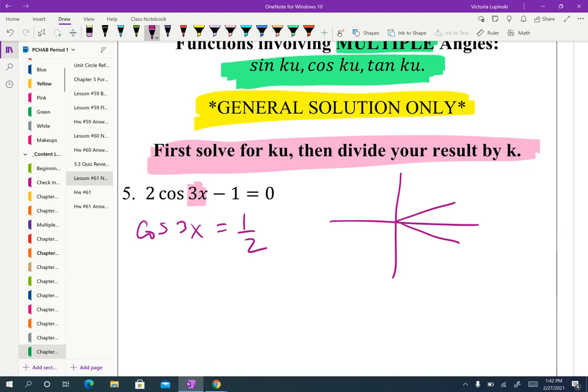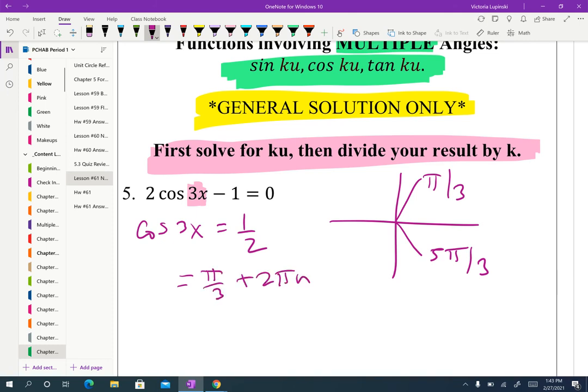Think about what family that would be. That family would be the pi over 3 family. So pi over 3 and 5 pi over 3 would be your 2 values, one trip around the circle, that had a cosine of 1/2. Normally, when you go to set this up, you would say that your answer was equal to pi over 3 plus 2 pi n, because you'd have to go all the way around the circle to get back to pi over 3. Then you'd have to set up a second equation for 5 pi over 3 plus 2 pi n.